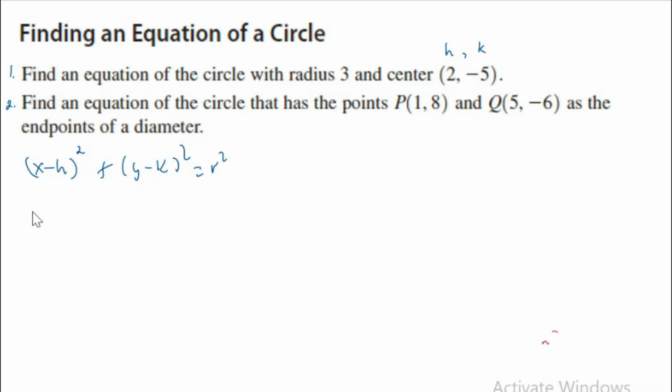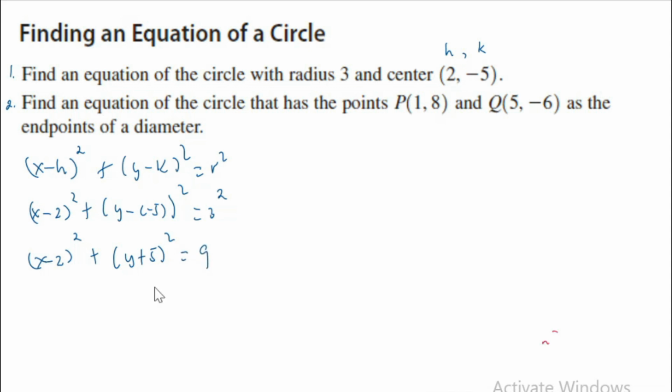By substitution, we can write x minus 2, squared, plus y minus negative 5, the value of k, squared, is equal to 3 squared. Simplifying this part, we have the square of x minus 2 plus the square of y plus 5 is equal to 9. This is now the standard form of the equation of a circle.